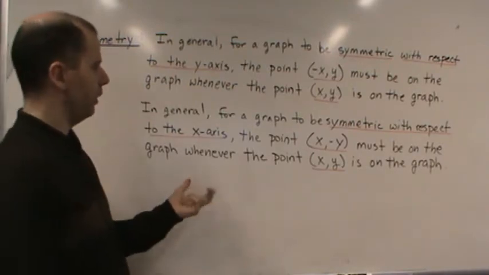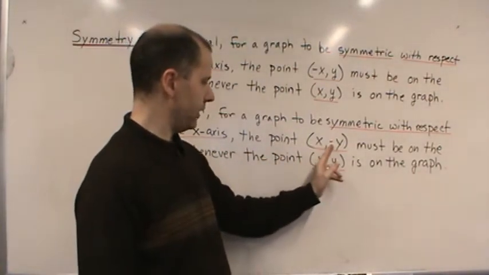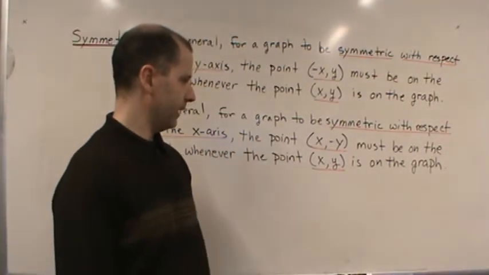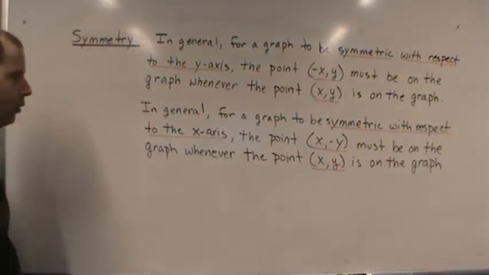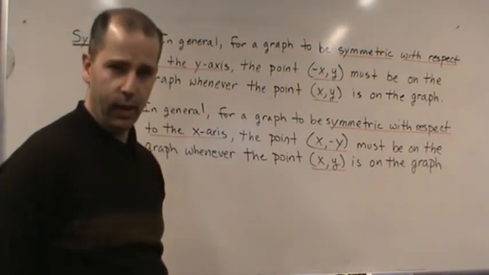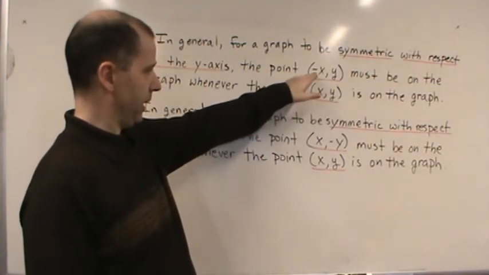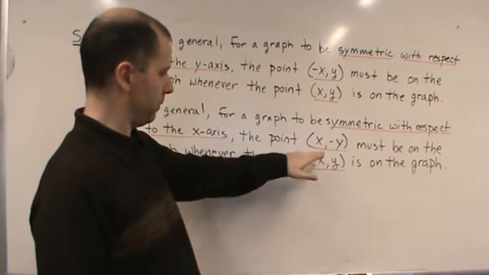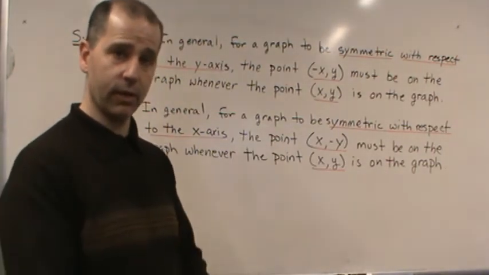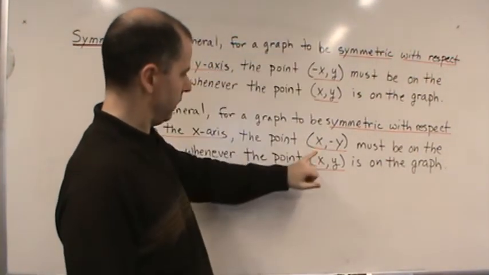In general, for a graph to be symmetric with respect to the x-axis, the point x comma negative y must be on the graph whenever the point x comma y is on the graph. So again, notice where the negative sign is located, just like in the last video: whether I'm multiplying x by -1, or multiplying y by -1. That's the difference between multiplying by -1 inside the function versus outside the function. This would be inside the function, this would be outside the function.